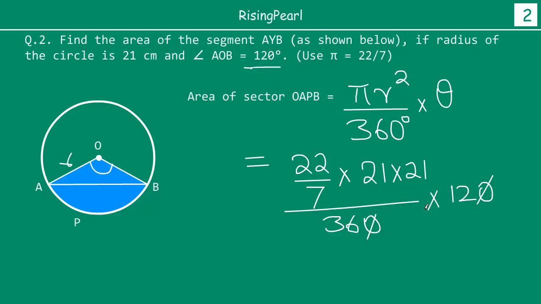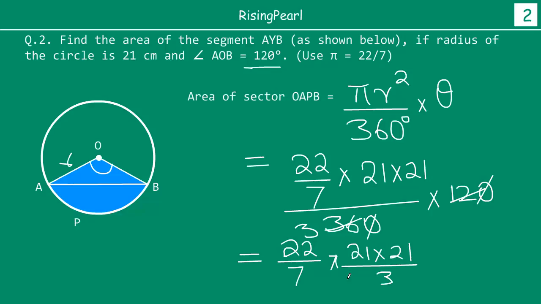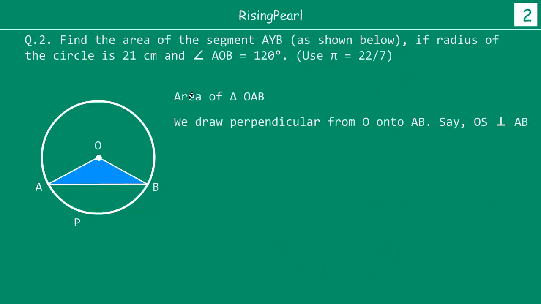So 0, 0 cancels out, 12 3s are 36. So this basically is 22 by 7 times 21 times 21 divided by 3. Now 7 times 3 is 21, so one of the 21 will cancel out. So we will have 22 times 21 centimeter square. This is the area of the entire sector. Now let's clean this up and find out the area of the triangle OAB.